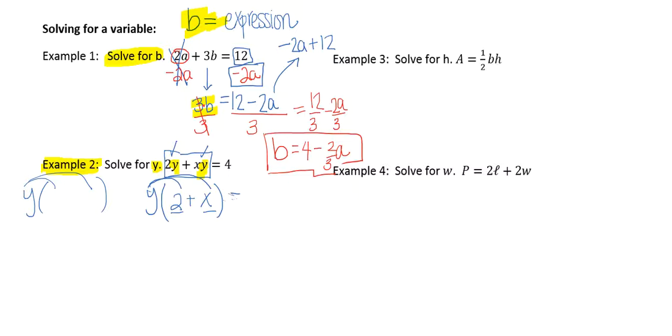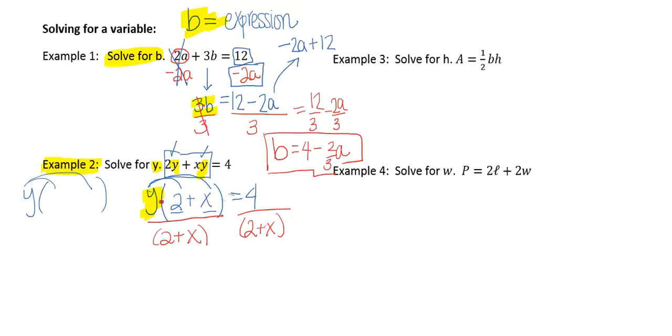Equals 4. So remember, I want to get y all by itself. By doing that, I only have one y now. So now that y is being multiplied by 2 plus x, and that whole thing in parentheses. So we have to undo that. So we're going to divide by 2 plus x on both sides.